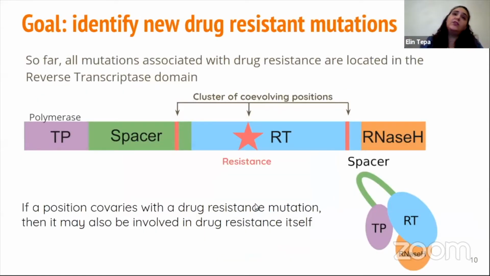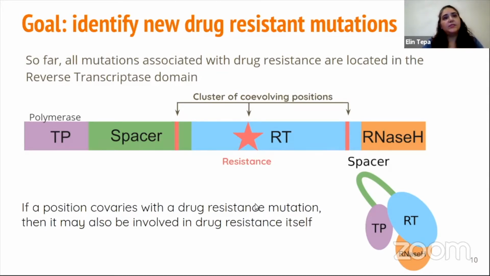So the goal of our study is to identify new drug-resistant mutations, because so far all the resistant mutations were reported in the reverse transcriptase domain of the polymerase, when in fact the polymerase has four domains: the terminal protein, spacer, the reverse transcriptase, and the RNase H domain. And all of them interact.